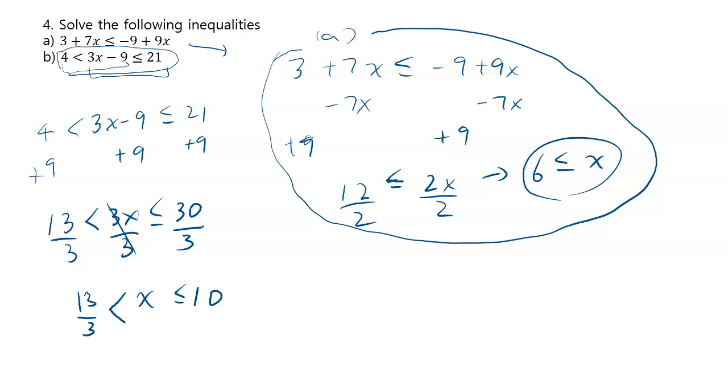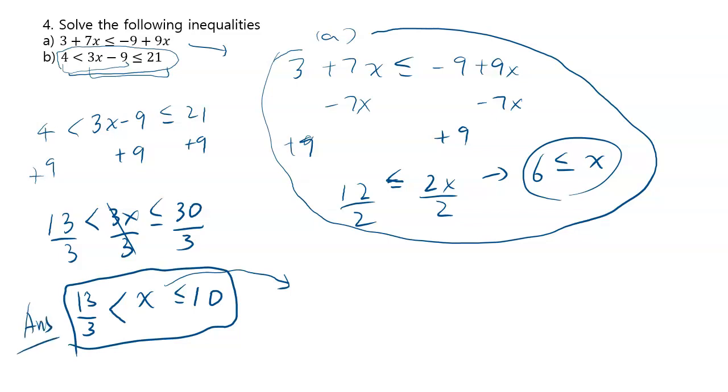Alright, so this is the answer, and if you're interested, you can also write the answer in terms of interval notation. In interval notation, you can say that the solution is from 13 over 3 not included until 10 including 10. So that's another way to write the answer.